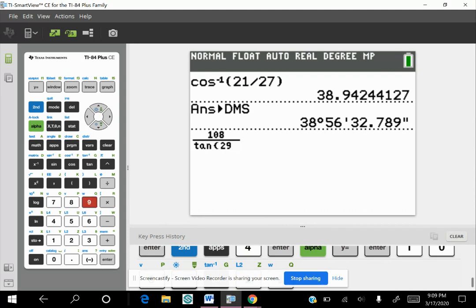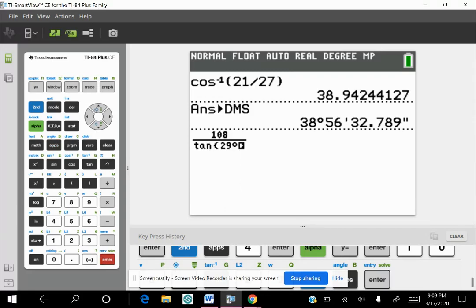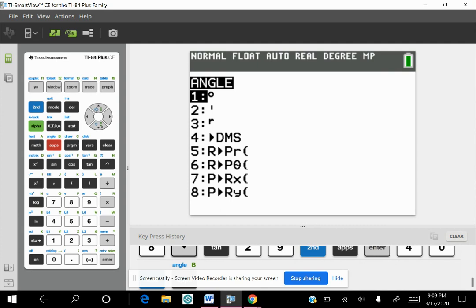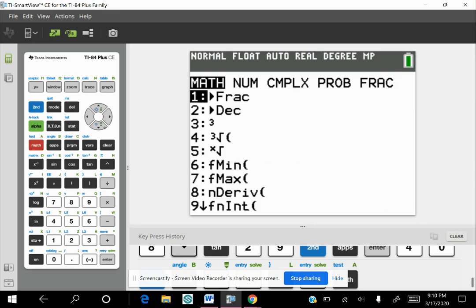So 29, you're going to type in, then you're going to go to second apps, again, that angle menu, and you're going to hit the enter for degree. Then you're going to type in the 40, again, go back to second apps, and you're going to hit 2 for minutes and close it up. So DMS, the degree symbol, and the minute symbol all in that same menu. And 108 divided by that. And then I would like this as a decimal here. So I can hit math, des.